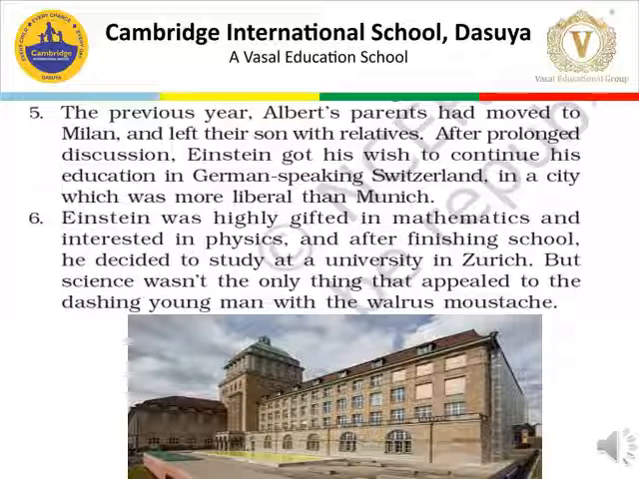Okay, I just told you one more thing, that was his affection for mathematics and physics. After completing his high school, he went to Zurich. Zurich is in Switzerland, so that he can continue his studies in university. By then, his mustaches started giving him a different appearance and a unique identity.